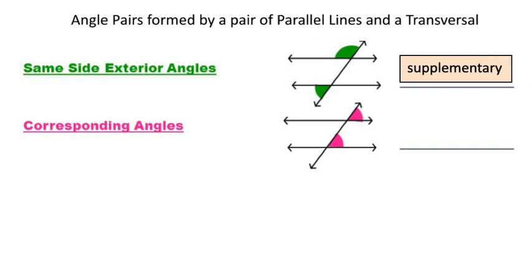Now, corresponding angles, it's very important that you recognize these. They are basically having the same spot in the diagram, but one is just above the other. They're on the same side of the transversal, both above or below the parallel lines, and these angles are congruent.